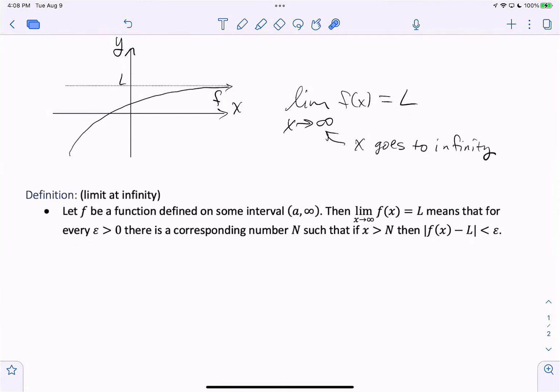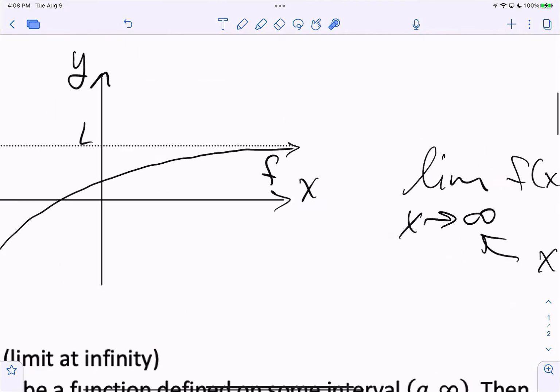Here's the definition. Let f be a function defined on some interval from a to infinity, then the limit as x approaches infinity of f of x equals L means that for every epsilon greater than 0, there's a corresponding number n such that if x is bigger than n, then the absolute value of f of x minus L is less than epsilon. Remember epsilon and delta before?